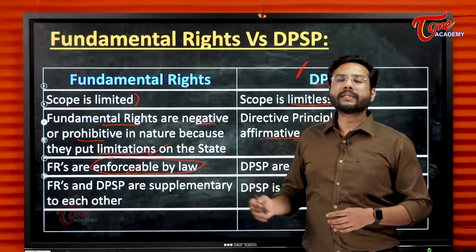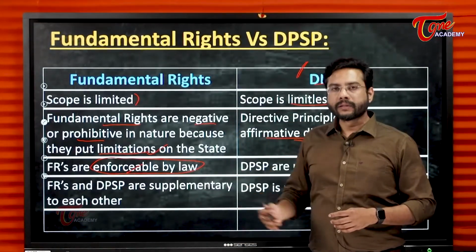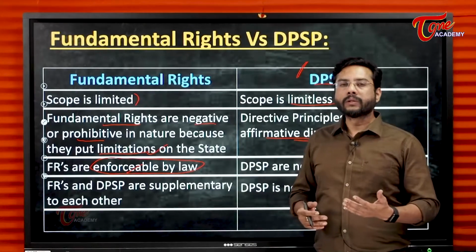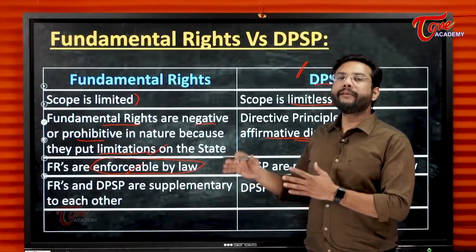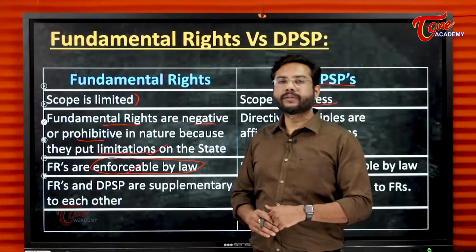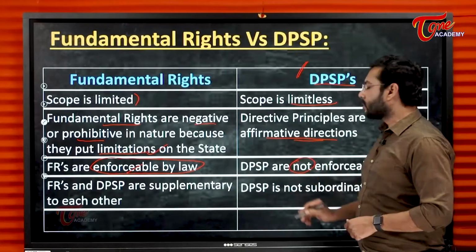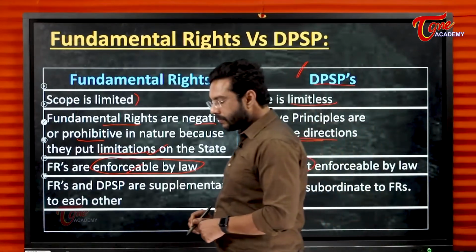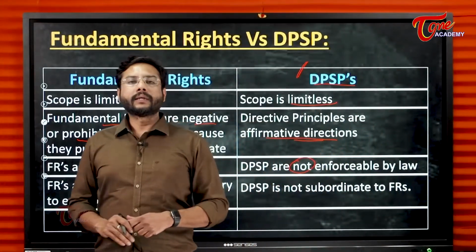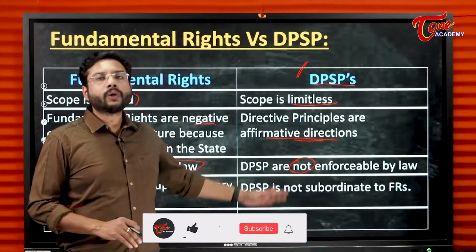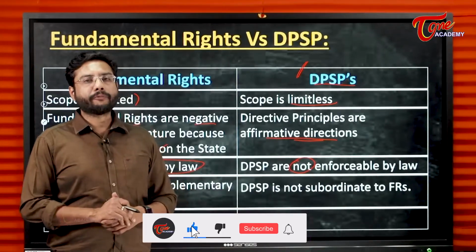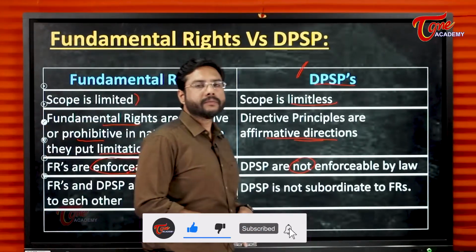We have discussed the types of writs. Writs are the tools by which the court enforces fundamental rights. DPSP are not enforceable by law. So the court does not have the power to enforce directive principles of state policy.